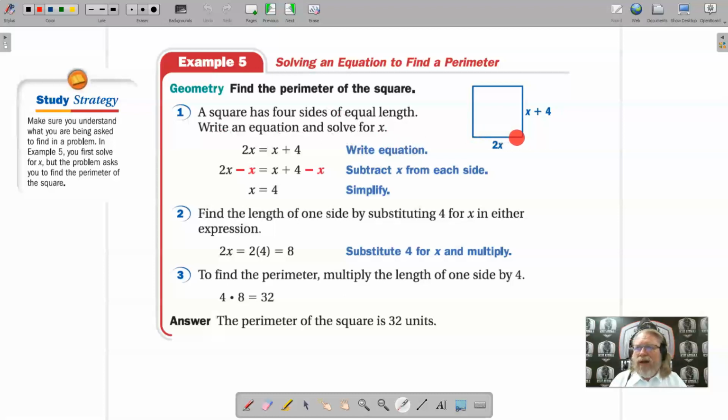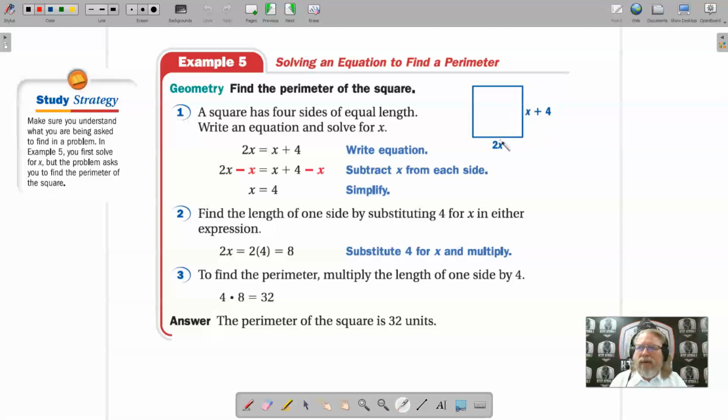Well, if a square has equal length on its sides, then that means that 2x has the same value as x plus 4. So we could just set that up in an equation. 2x equals x plus 4. At first this might look difficult to figure out. Well, how am I supposed to know what x is? Well, we take something that we do know.